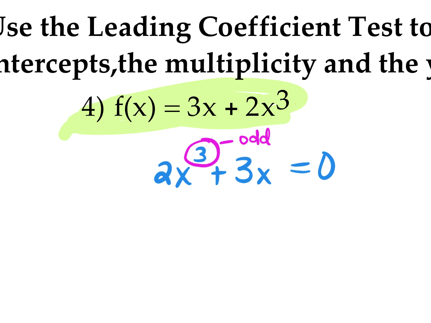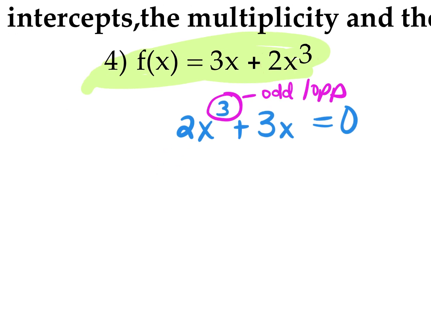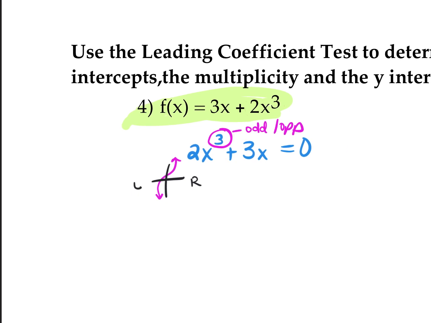It's odd. So we think odd and opposite. Is it positive or negative? Positive, right? Okay. So it's going to be going upwards like that. So my n behaviors, what's happening on the left-hand side? What's happening on the right-hand side? It's falling left and rising right.